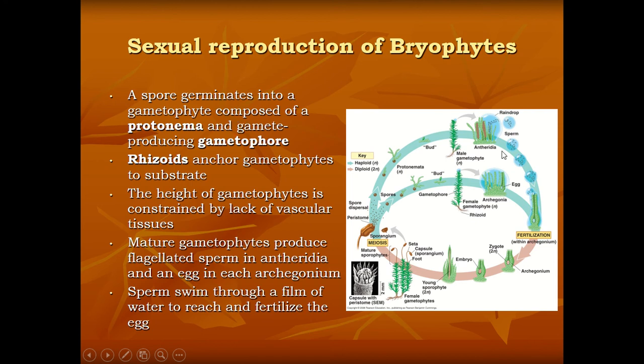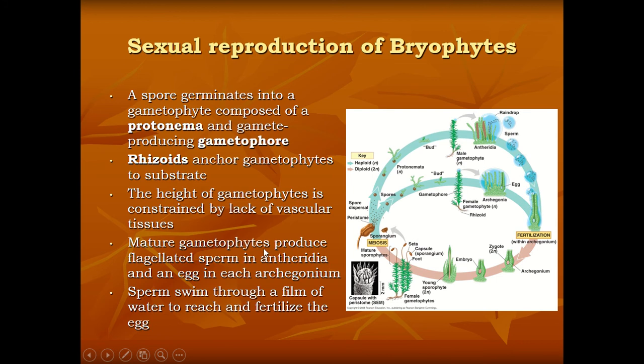So for sexual reproduction of bryophytes, as I mentioned earlier, the spore germinates into a gametophyte composed of protonema and also the gamete-producing part, known as the gametophore. As you can see over here, they have a rhizoid that will anchor the gametophytes to the substrate. Both male and female have a rhizoid, and the height of the gametophyte is constrained by lack of vascular tissue, so they cannot grow very high.